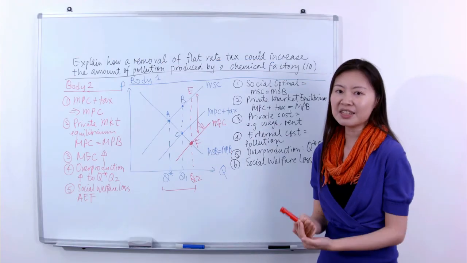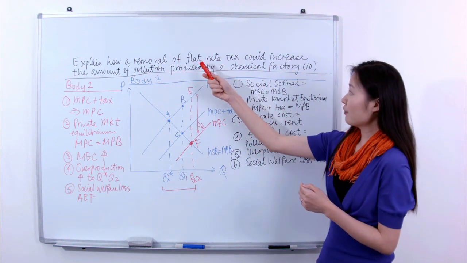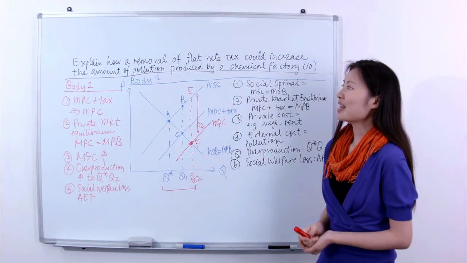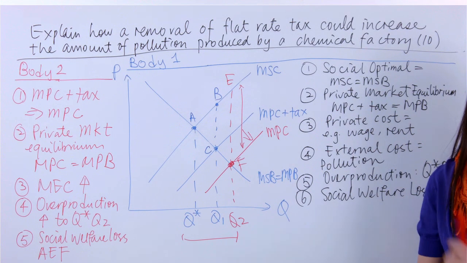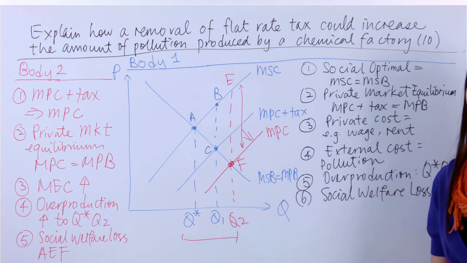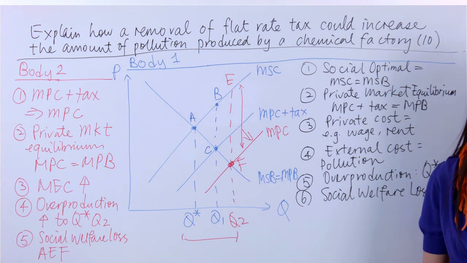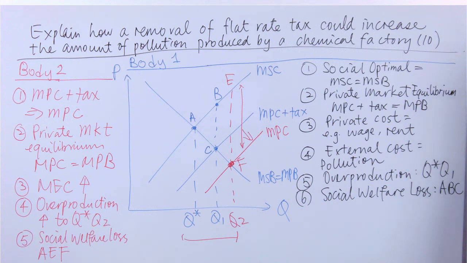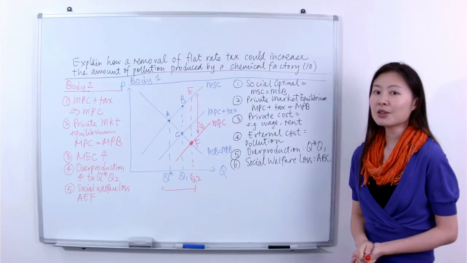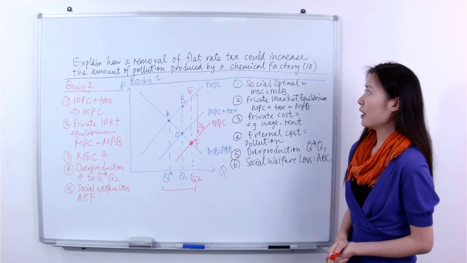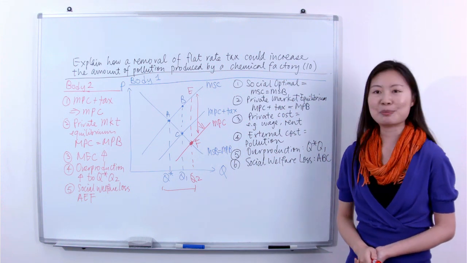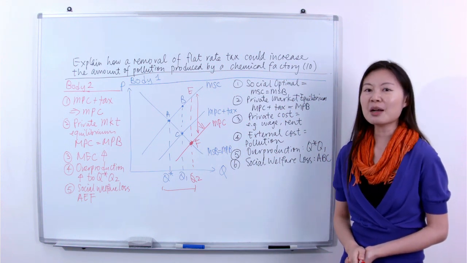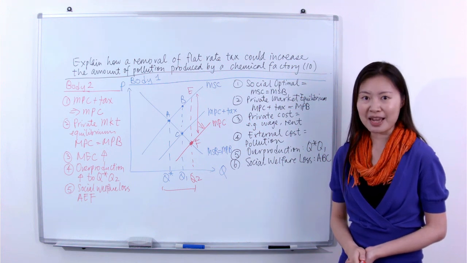So we have comprehensively explained why, when the flat rate tax is removed, the amount of pollution produced by a chemical factory has increased. Last but not least, there is the conclusion to be composed. For a 10 marks essay, the conclusion is just to restate what you have talked about previously. For example, here, I would say, to conclude, a removal of flat rate tax could reduce the cost of production and hence increase the amount of pollution produced by a chemical factory. So that would be a very comprehensive essay plan.